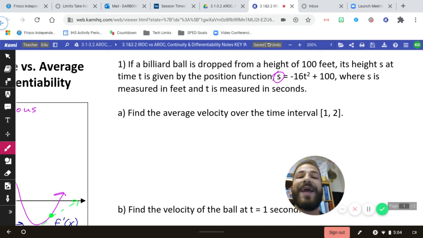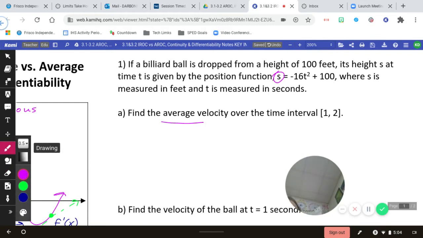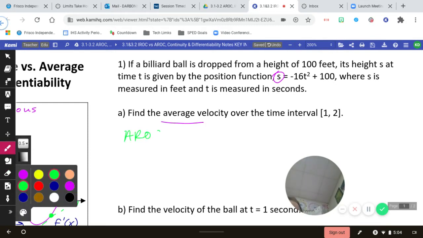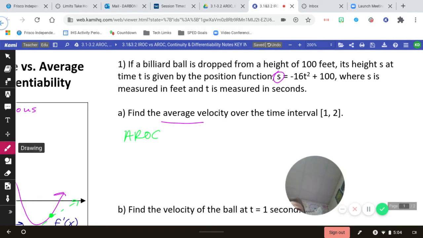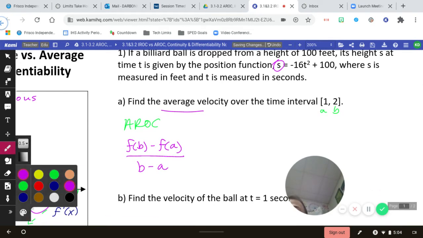Okay, so first we want to find the average velocity over the interval 1 to 2. Okay, so I see the word average, so that should be easy. I know I'm doing AROC. Okay, because I'm doing AROC, it is f of b minus f of a over b minus a. I look at my interval. My interval is an a to b interval. So I'm finding, let's change it to s, s of 2 minus s of 1 over 2 minus 1.